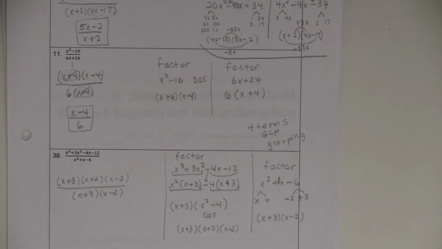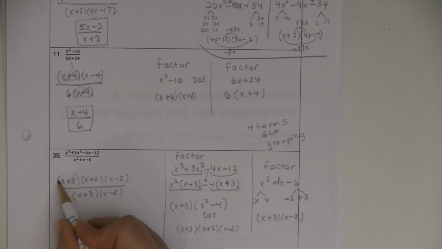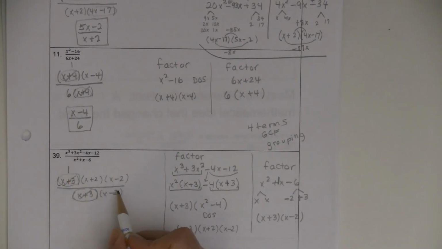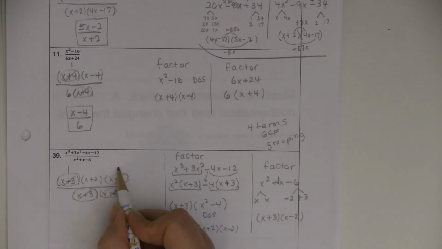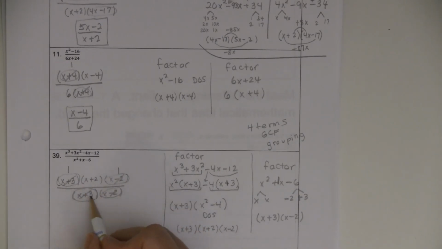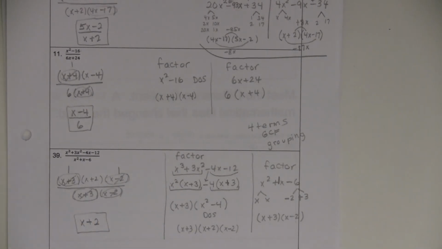And so I notice that the x plus 3 will divide with the x plus 3, and when I divide them, I get 1. And the x minus 2 will divide with the x minus 2, coincidentally here, and when I divide them, I get 1. And so what's left over is just x plus 2 in the numerator, and you have 1 in the denominator, and you don't have to write it if you have 1 in the denominator. And so there you have that.